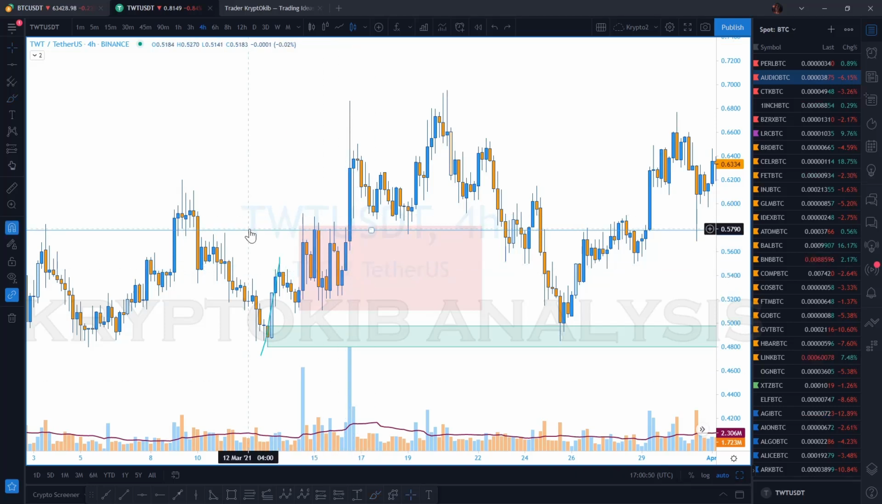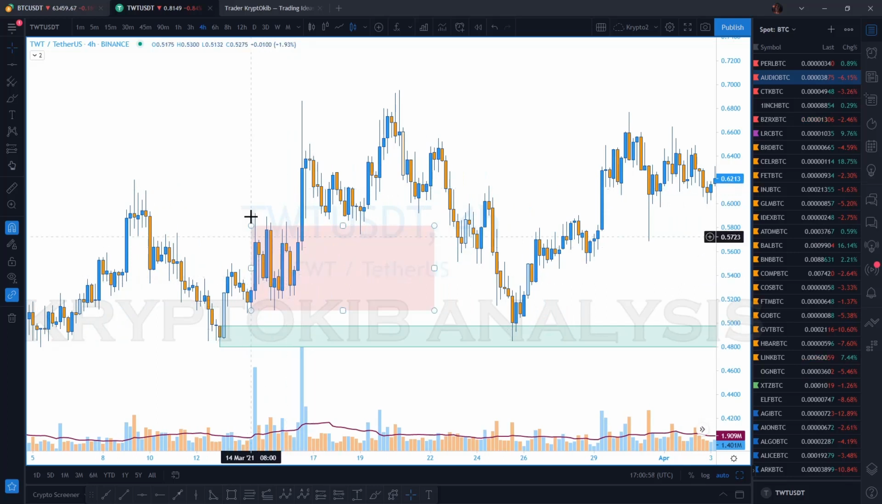I will not just take it because it is a rally base rally or rally base drop or drop base rally. I will never take a zone like that. And that was why I explained this zone. There is a lot of price action. A lot of money has been traded at this particular area here.